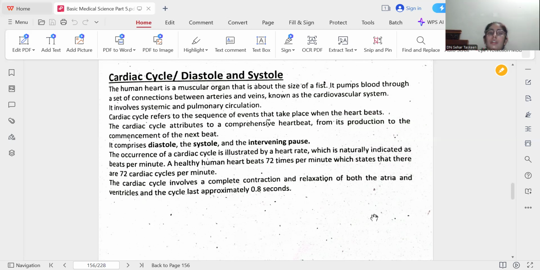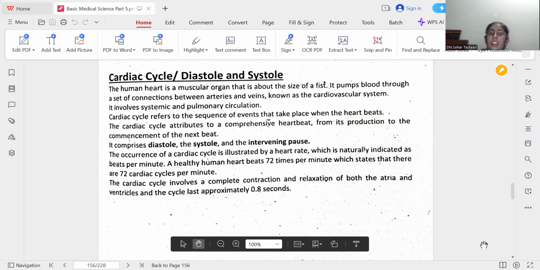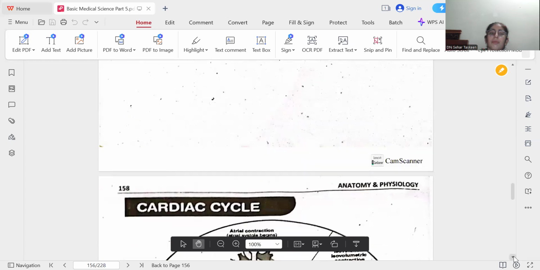It comprises diastole, the systole, and the intervening phase. The occurrence of a cardiac cycle is illustrated by the heart rate, which is naturally indicated as beats per minute. A healthy human heart beats 72 times per minute, which means that there are 72 cardiac cycles per minute. The cardiac cycle involves the complete contraction and relaxation of both the atria and ventricles, and the cycle lasts approximately 0.8 seconds.